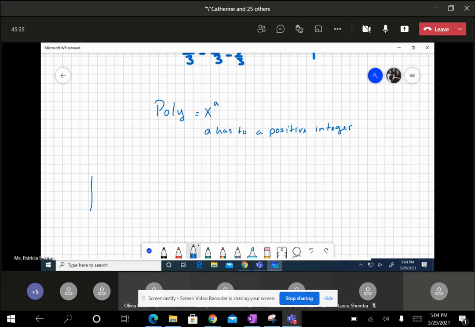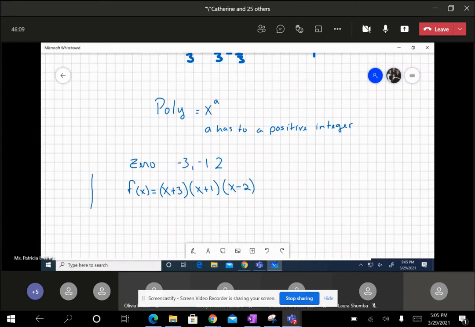15, if my zeros are -3, -1, and 2, how do I get from there? It tells me I have a degree of 3 to the polynomial. What should I write? Watch those signs with the opposite, right?